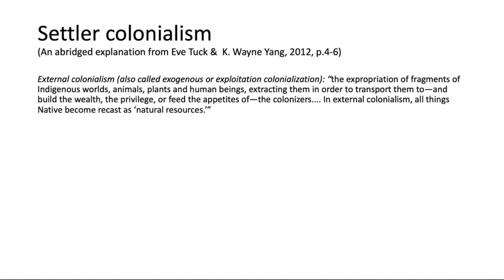You're going to learn here about 3 of them. First is external colonialism, which is also called exogenous or exploitation colonialism. External colonialism is the expropriation of fragments of indigenous worlds, animals, plants, and human beings, extracting them in order to transport them to and build the wealth, the privilege, or feed the appetites of the colonizers. In external colonialism, all things native become recast as natural resources.